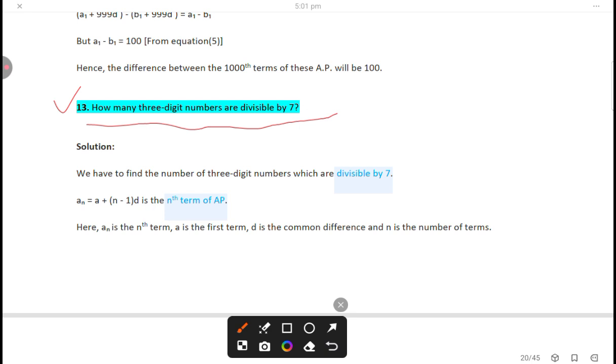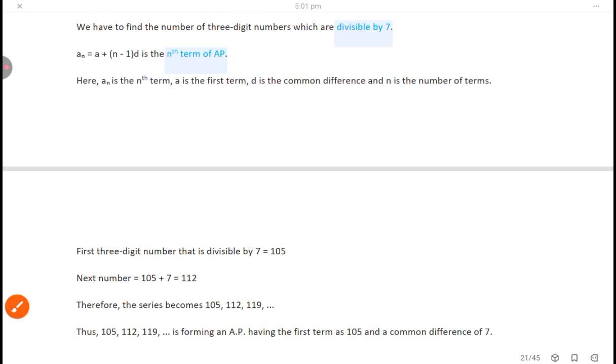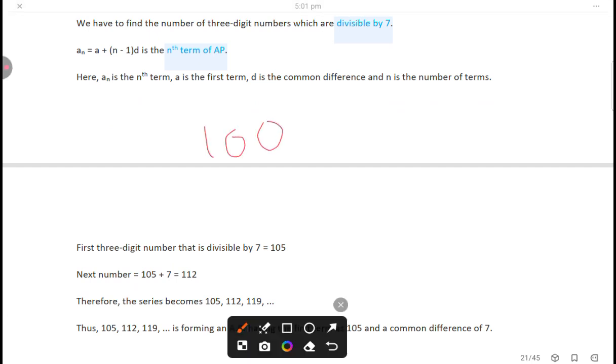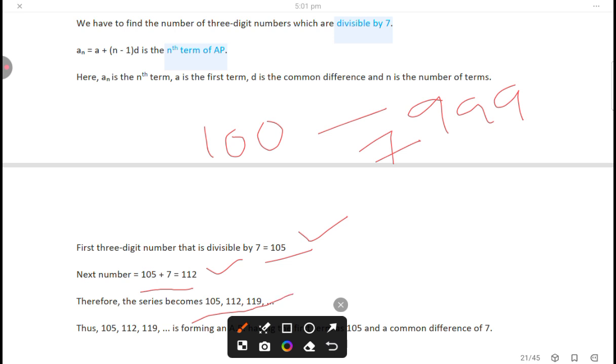So a 3-digit number means starting from 100 to 999. From 100, the number should be divisible by 7. The first number divisible by 7 is 105. And the next number is 105 plus 7, 112. Therefore the series becomes 105, 112, 119.